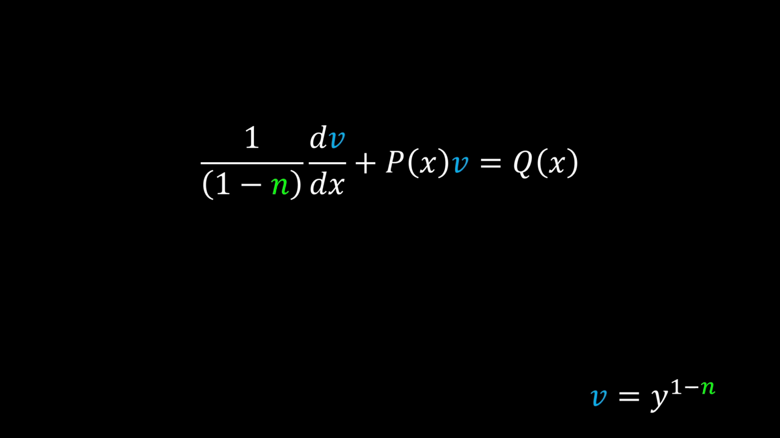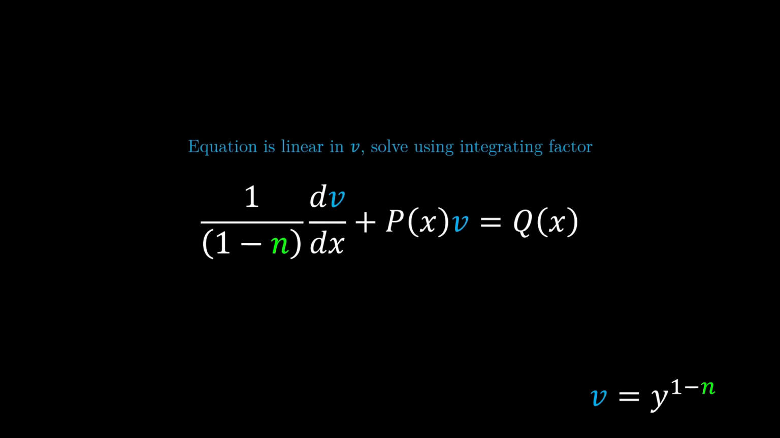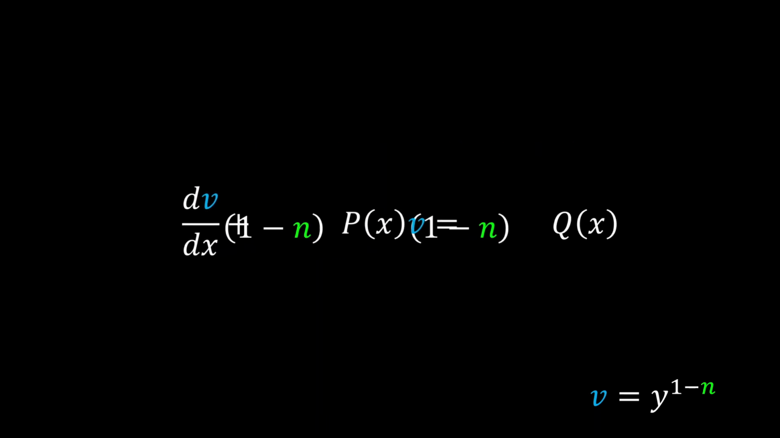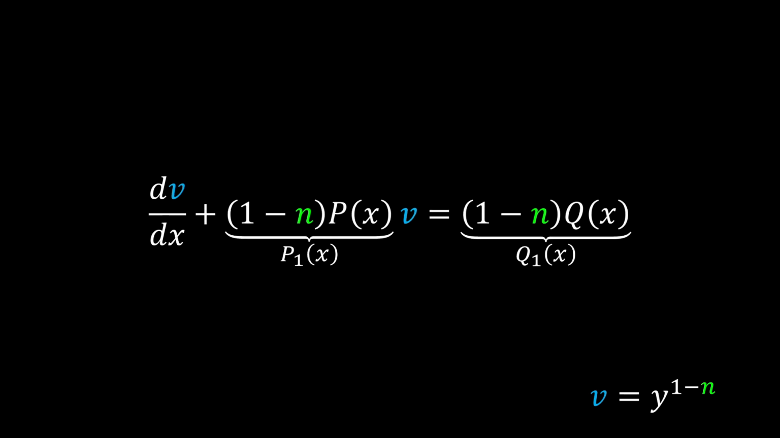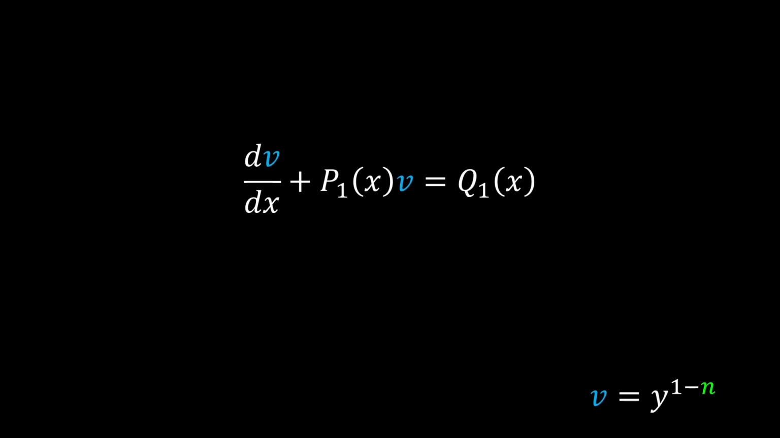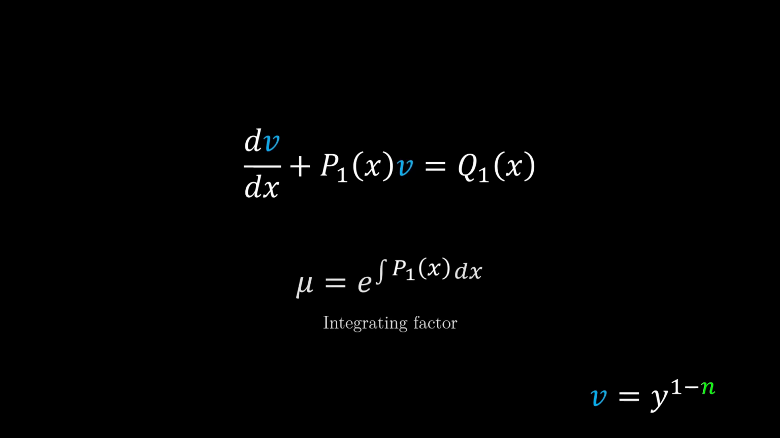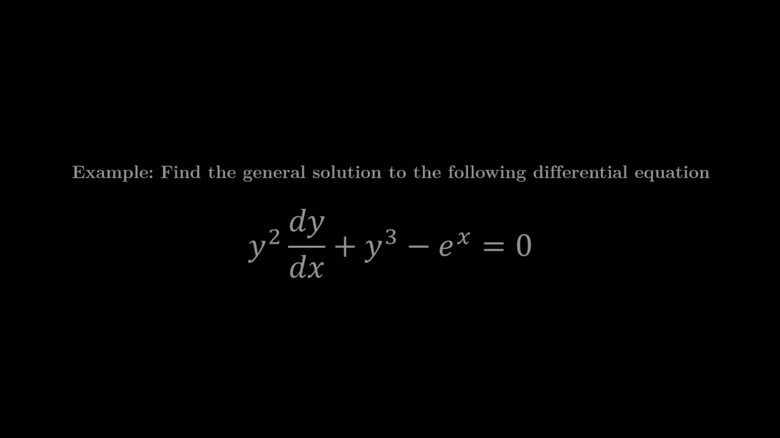This strategy is advantageous since the resulting equation is linear and can be solved using the method of integrating factor. I've covered the procedure for the method of integrating factor in a separate video, which I will leave a link to in the description. Remember, n is not a variable, it is just a constant. So we can multiply the entire equation by 1 minus n, and then redefine the coefficient in front of the v and the right-hand side as p1 of x and q1 of x. Next, we could generate our integrating factor using p1 of x and proceed with the solution procedure for first-order linear differential equations. Let us consider the following example.